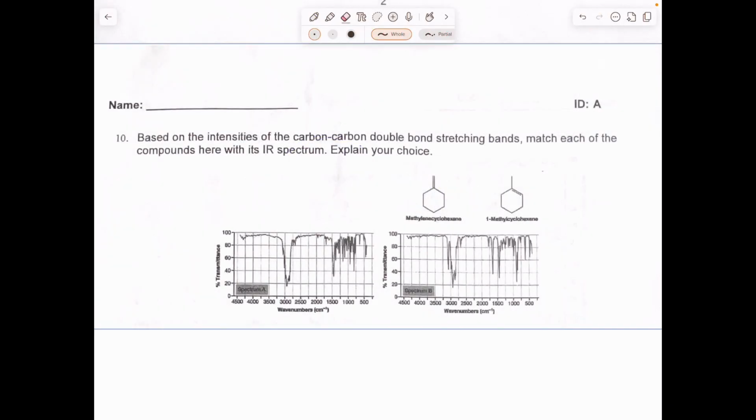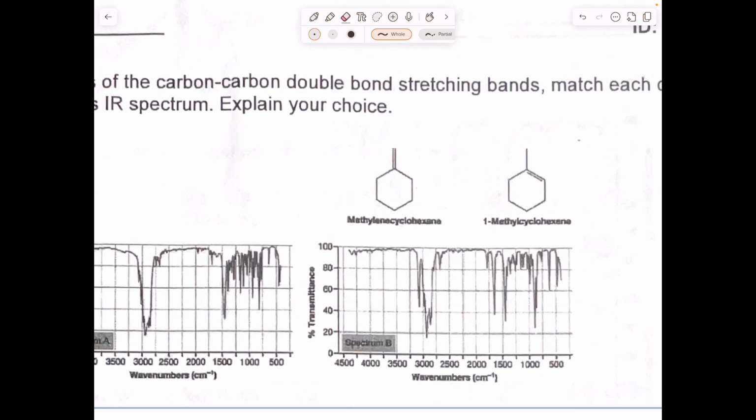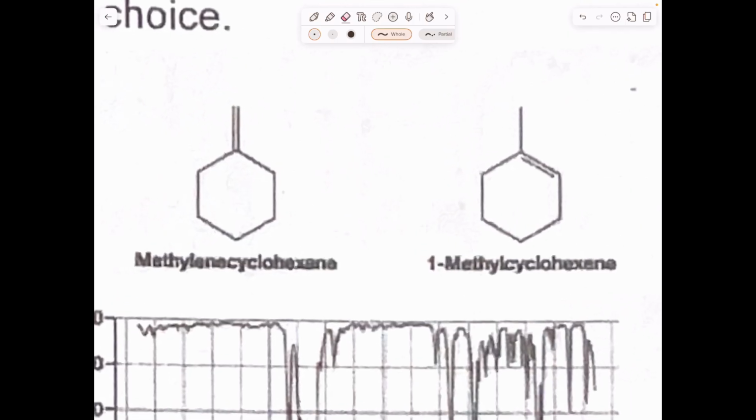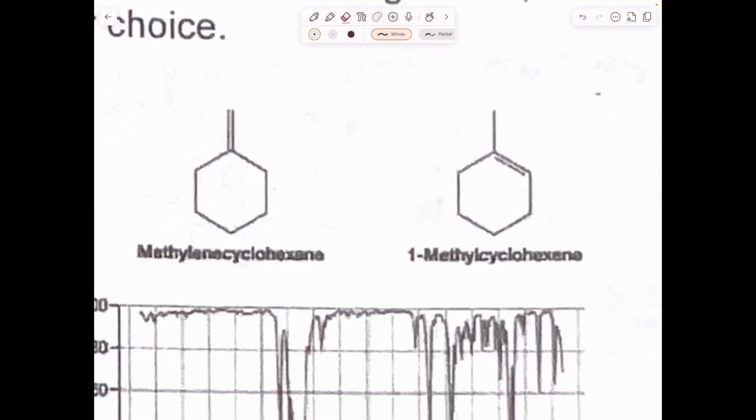So now for the last question, number 10. Based on the intensities of the carbon-carbon double bond stretching bands, match each of the compounds here with its IR spectrum and explain your choice. So first let's look at the two molecules. On the left we have methylcyclohexane, and on the right we have 1-methylcyclohexene.